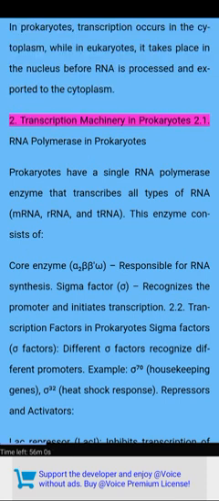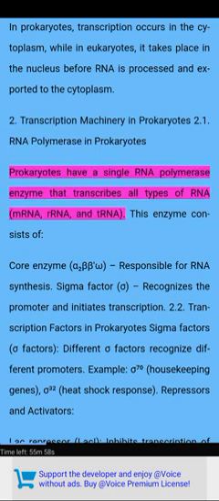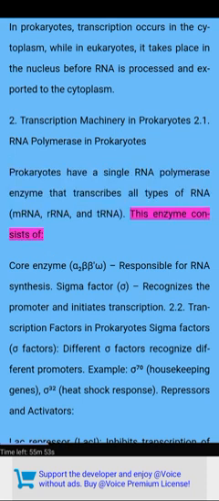2. Transcription machinery in prokaryotes. 2.1. RNA polymerase in prokaryotes. Prokaryotes have a single RNA polymerase enzyme that transcribes all types of RNA: mRNA, rRNA, and tRNA. This enzyme consists of a core enzyme, alpha, beta, beta prime, omega, responsible for RNA synthesis. Sigma factor (sigma) recognizes the promoter and initiates transcription.